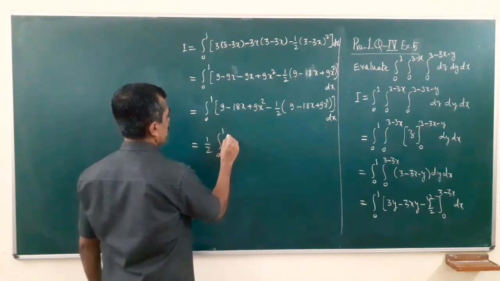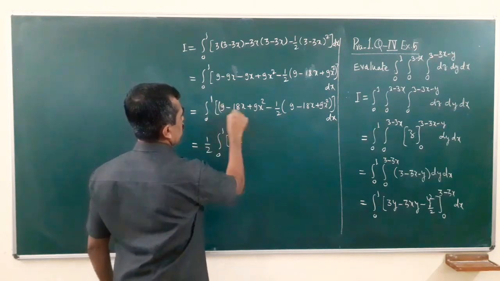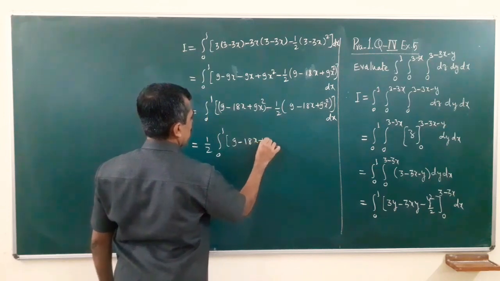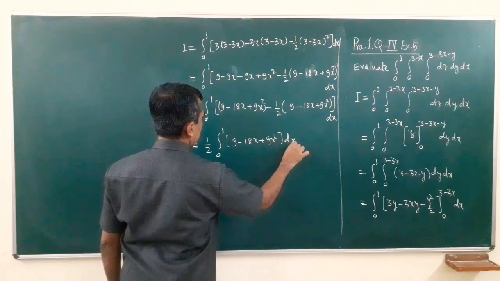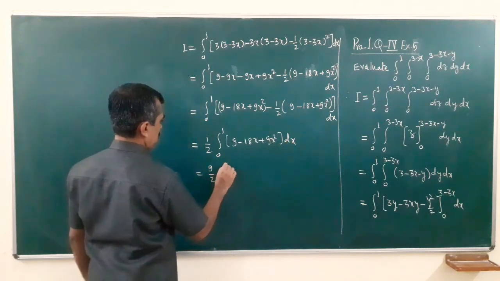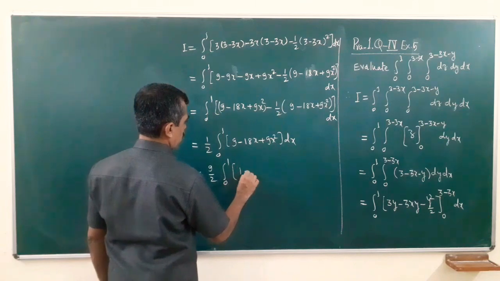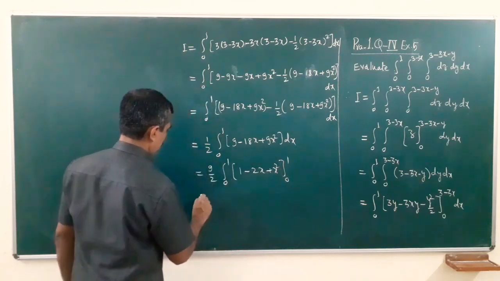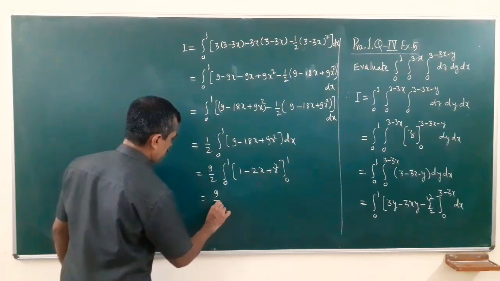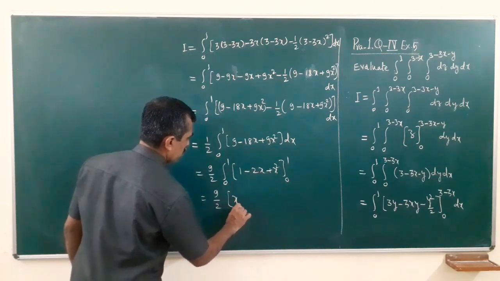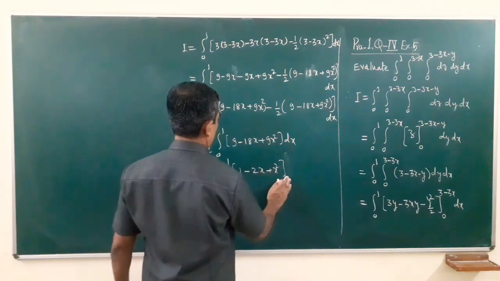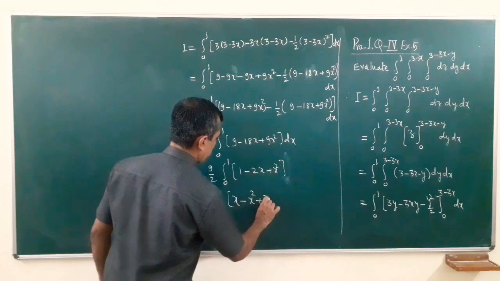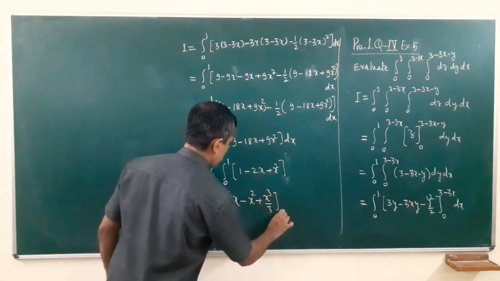So 0 to 1, I will take a half. This is 1 into this minus half into this, so minus 18x plus 9x square dx. Even you may take 9 common, so 9 by 2 integral 0 to 1 of 1 minus 2x plus x square, 0 to 1. Just you take the integral, 9 by 2, so the integral of 1 is x minus x square plus x cube by 3, 0 to 1.